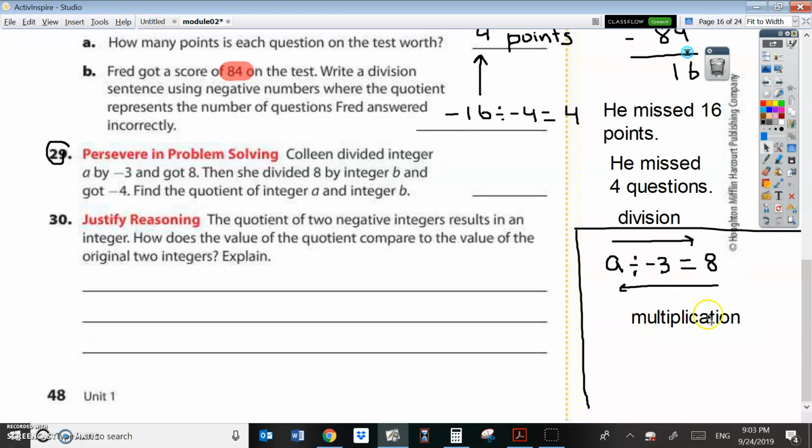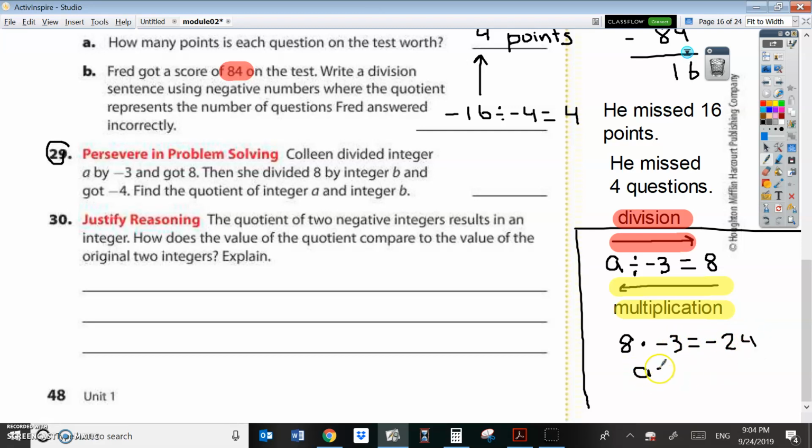So, look here. Division's going this direction. Multiplication goes in the other direction here. So think. 8 times -3 equals -24. So a equals -24.